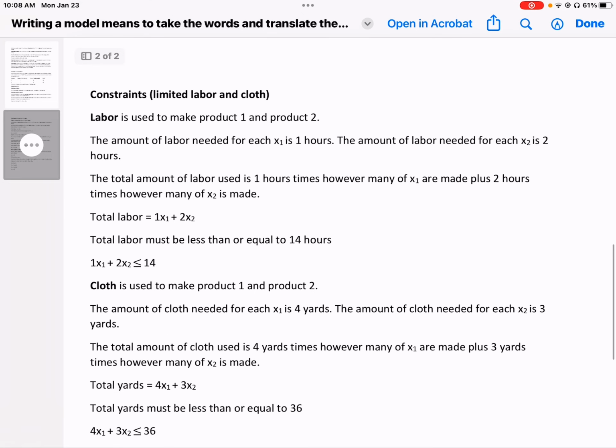The constraints are the limited labor and cloth. Labor is used to make product 1 and product 2. The amount of labor needed for X1 is 1 hour. So the amount of labor needed for X2 is 2 hours. So the total amount of labor is 1 hour times however many of X1 are made, plus 2 hours times however many of X2 are made. So the total labor is 1X1 plus 2X2. The total labor must be less than or equal to 14.